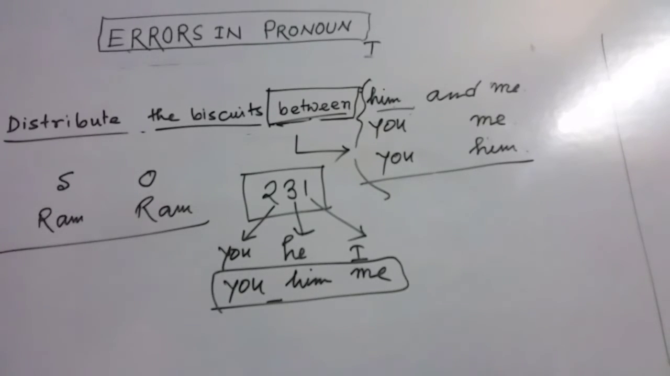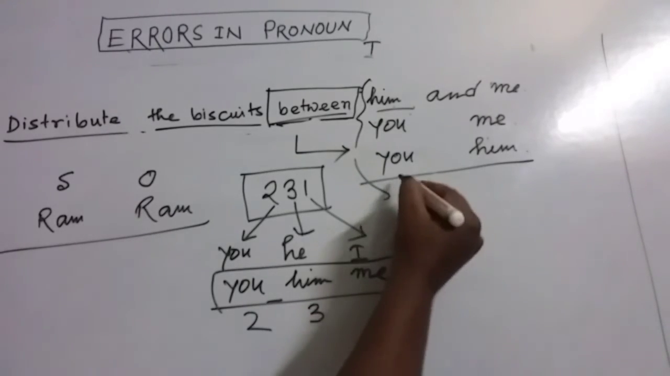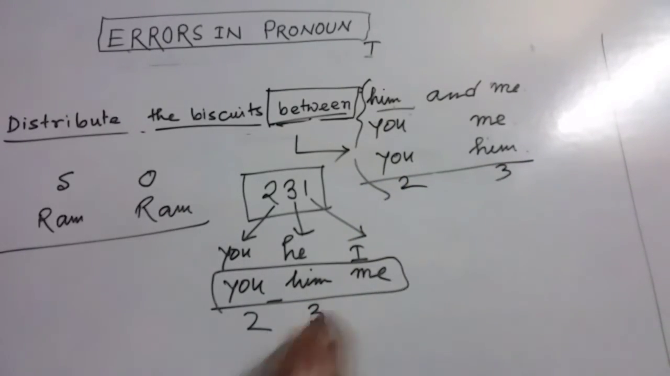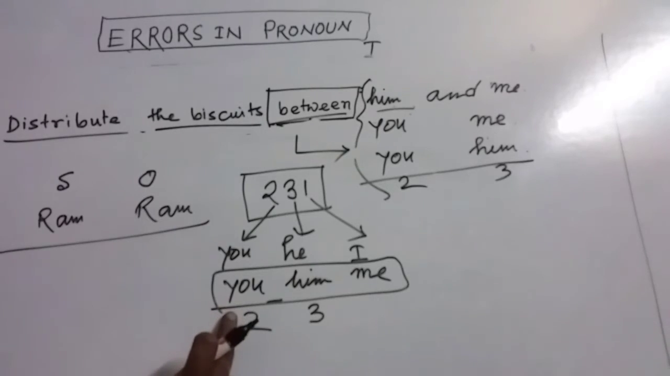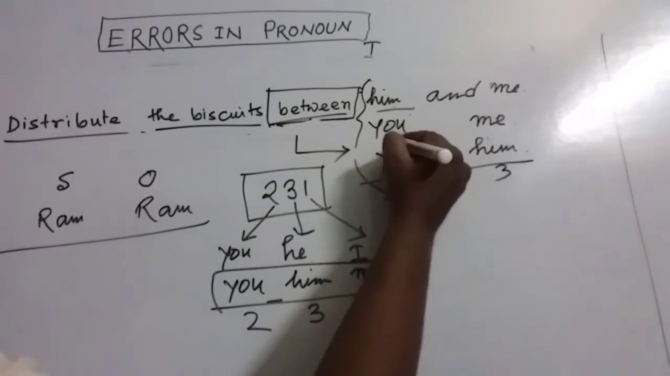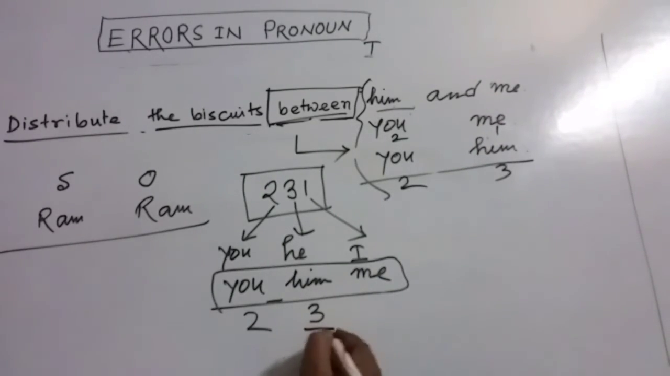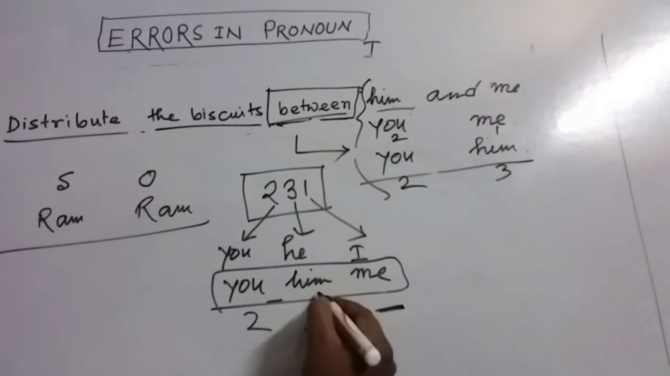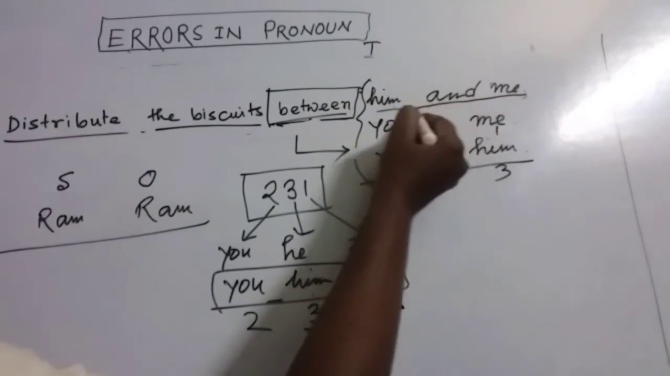Now, if there are only these two, that is second person and third person, here you can see this is the second person and third person, we have maintained this one. If there is second person and first person, we have to write the second person first, you and me. This is the second person and this is the first person. If there is third person and first person, we have to maintain this one, him and me. You can see here I have written him and me.